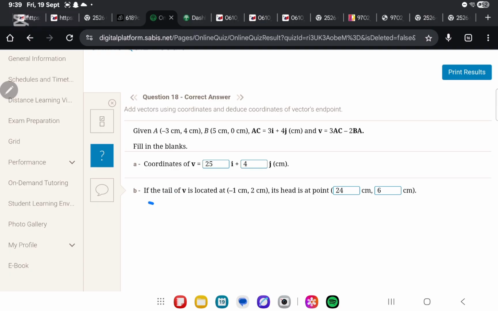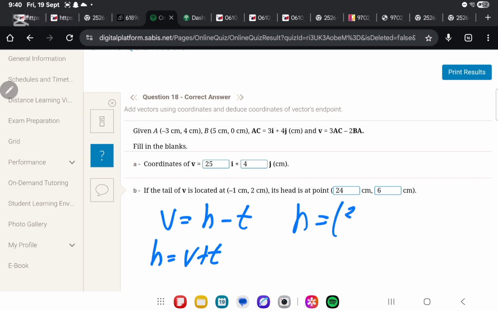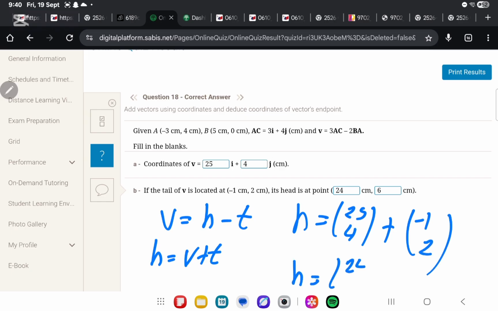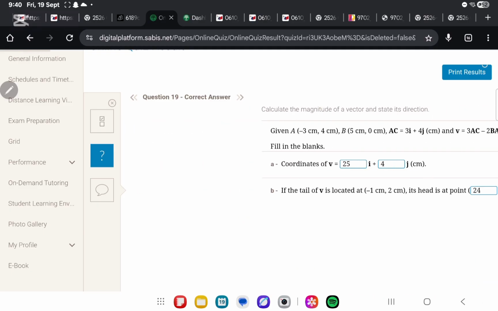Now, the tail. Recall that the formula of the vector is head minus tail, or terminal minus initial, same thing. So the head is going to equal the vector plus the tail, right? So the head is equal to 25, 4 plus the tail, which is negative 1 and 2. So you add this to give me 25 minus 1, 24, and 4 plus 2, 6. This is my answer. Moving on to question 19.